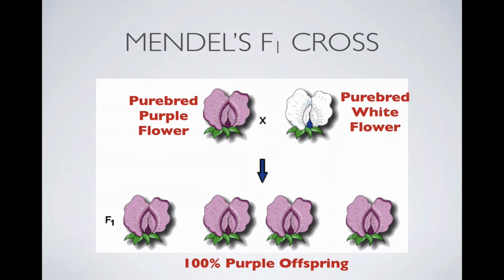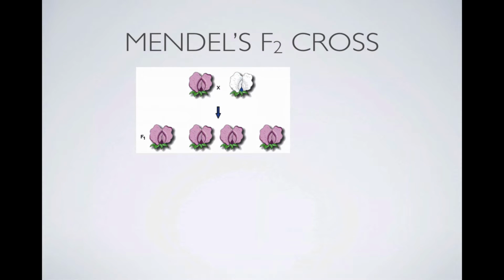It's called his F1 cross, and this is where he crossed two pure breeding but different traited plants. In this case, we're crossing a purebred purple with a purebred white, and he noticed in the F1 generation, the first generation of offspring, he got all purples. Okay, so from this, he figured out that purple was what we call a dominant trait.